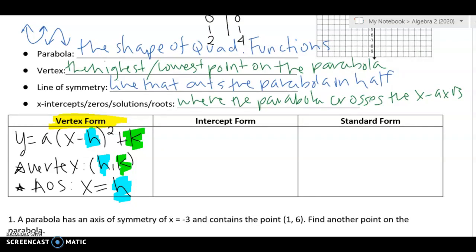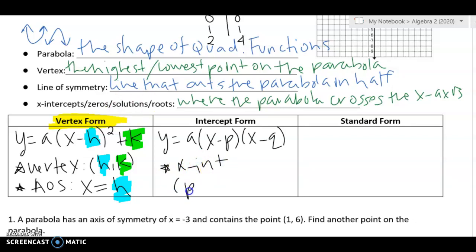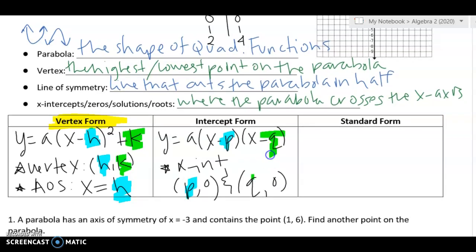Tomorrow we will talk about intercept form, but let's write it down. This is y equals a times x minus p, x minus q. Intercept form tells us one thing pretty nicely. That would be the x-intercepts. The x-intercepts are going to be p comma 0 and q comma 0. Again, just to highlight to show you, that is coming from the p in the equation and the q in the equation.